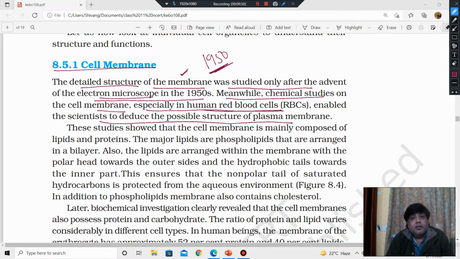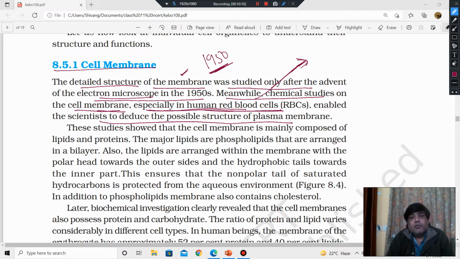Meanwhile, chemical analysis was going on, chemical studies on cell membrane, especially in the human RBC. So why human RBC is the most preferred material to study the composition of cell membrane? Because human RBC, mature human RBC is enucleated.